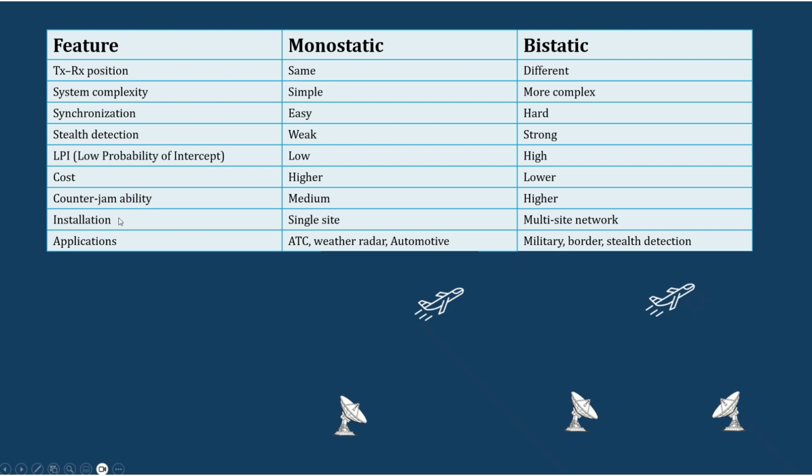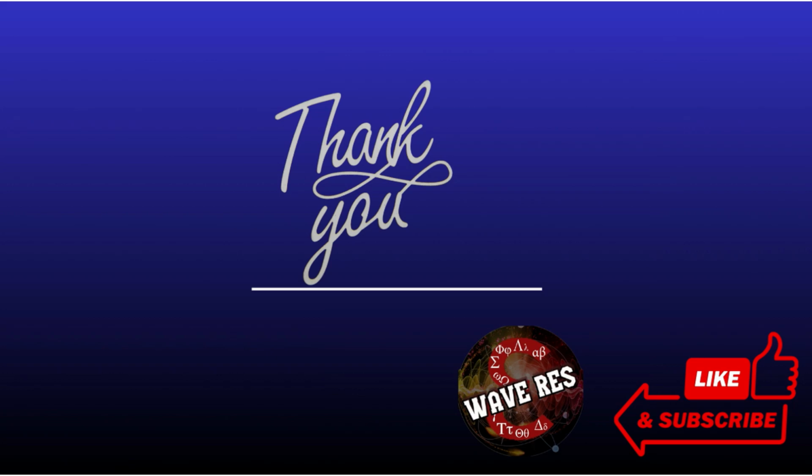In the case of installation, monostatic radar is on a single site and bistatic is on multiple sites. Monostatic radar is mainly used for air traffic control, weather radar, and automotive radar. And bistatic radar is mainly used for military, border applications, and stealth detection. So that's all. I hope you get some idea about what is meant by monostatic radar and bistatic radar and what is the importance of bistatic radar in stealth applications.